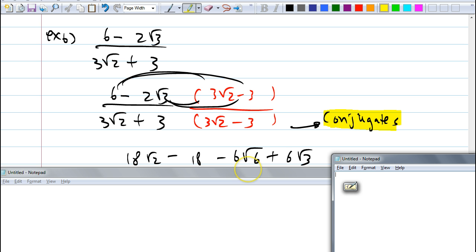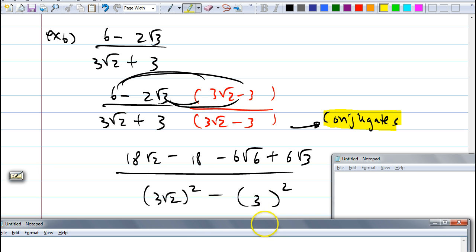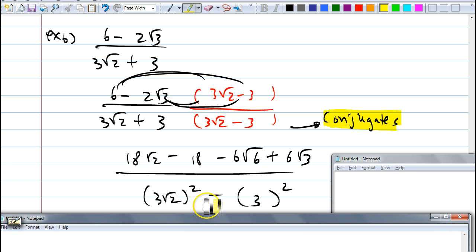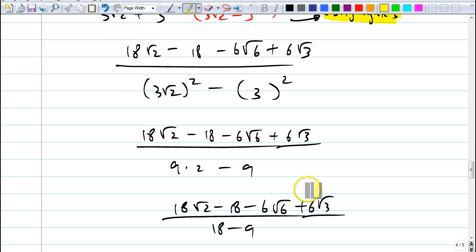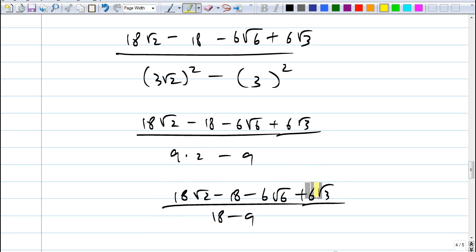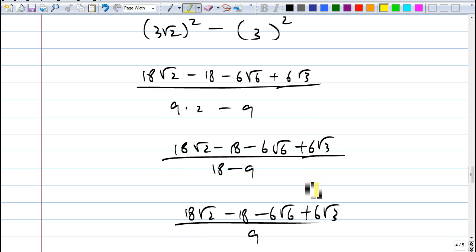What about on the bottom? What do we get on the denominator? How about Lynette? 9. Because you get something squared minus something squared. Well, your A is 3 rad 2. B is 3. So when you do that, you get 18 minus 9, which is 9, right? Very good. So I'm done, right?